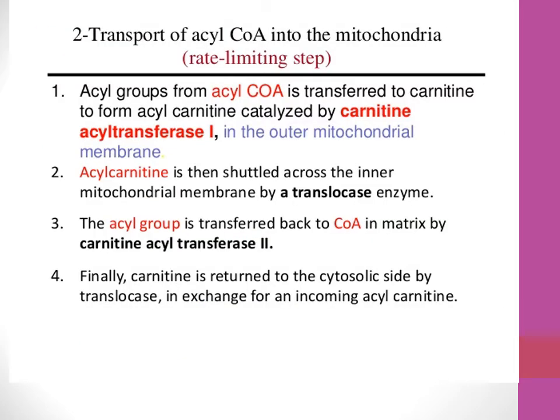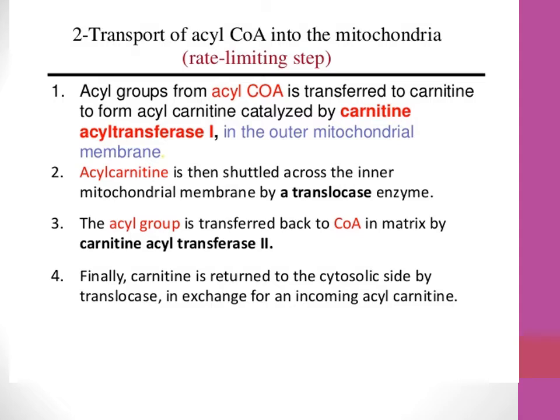Acyl group from the acyl CoA is transferred to carnitine to form the acyl carnitine, catalyzed by the carnitine acyl transferase 1 in outer mitochondrial membrane. Acyl carnitine is then shuttled across the inner mitochondrial membrane by translocase enzyme.